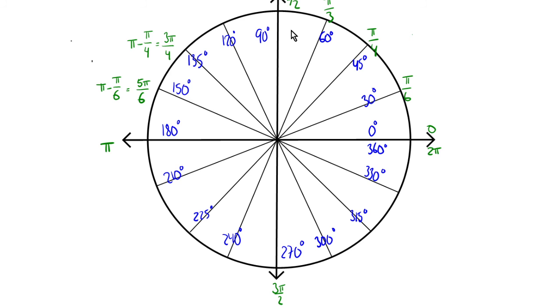120 degrees, so that's going to be pi over 2 plus pi over 6. So 90 degrees plus 30 degrees. So pi over 2 plus pi over 6. That's going to be 4 pi over 6, which can be reduced to 2 pi over 3.